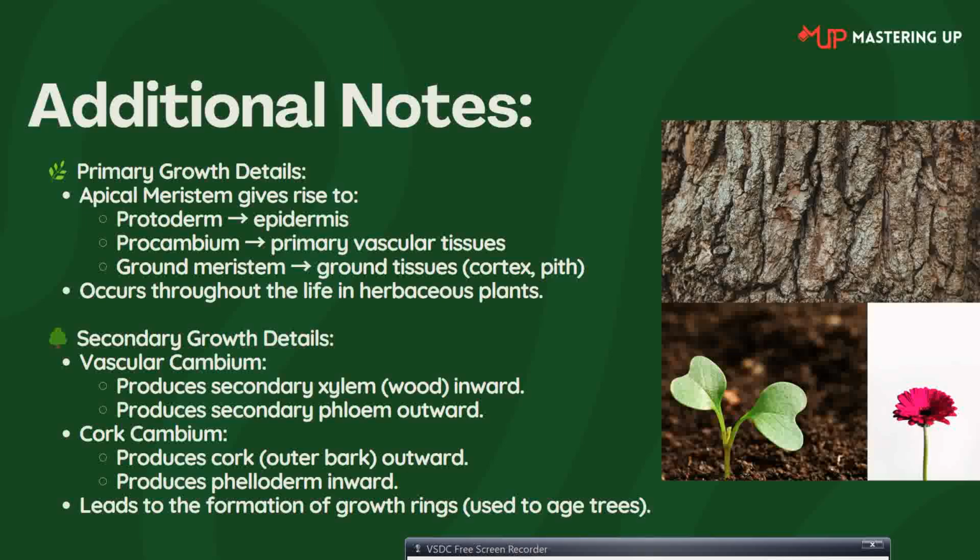The primary growth details: apical meristem gives rise to protoderm, procambium and ground meristem. It occurs throughout the life in herbaceous plants. And in secondary growth details, it's vascular cambium. It produces secondary xylem inwards and secondary phloem outwards. Then cork cambium produces cork outwards and phelloderm inwards. It leads to the formation of growth rings or annual rings, which is used to age the trees.